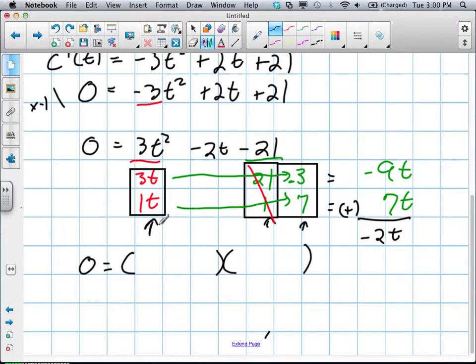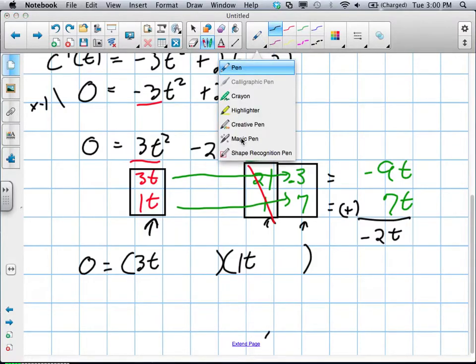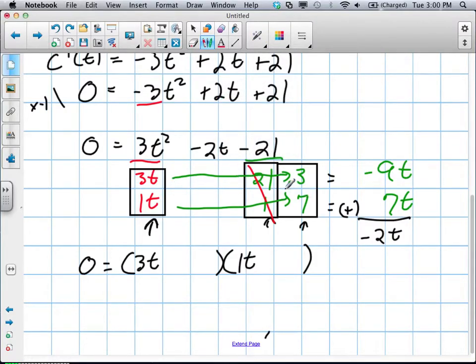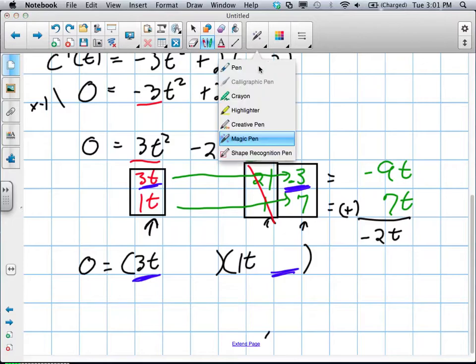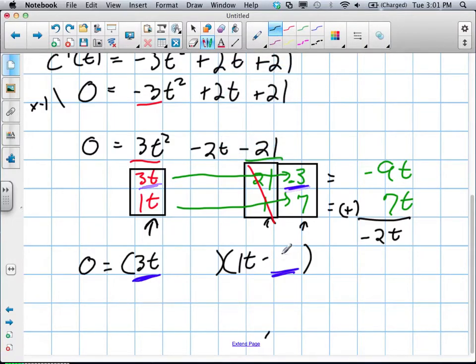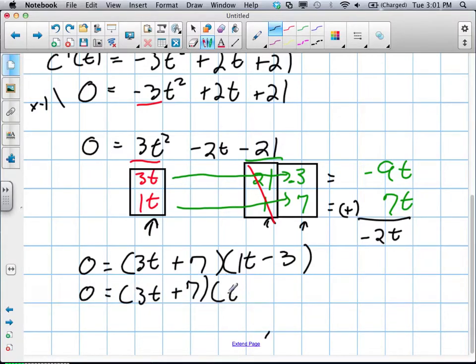I take the first two terms from the first column, so I put a 3t in and a 1t. Then, due to FOIL, the 3t I multiplied by negative 3, so the 3t and the negative 3 have to go in opposite columns. So I have negative 3 over here, and the positive 7 goes over here. So here's my factored form: 0 is equal to (3t plus 7) times (t minus 3).